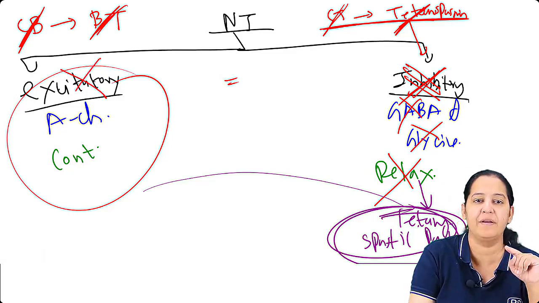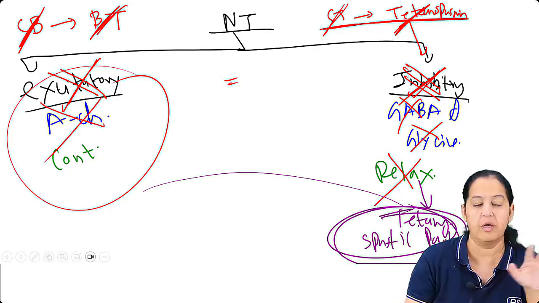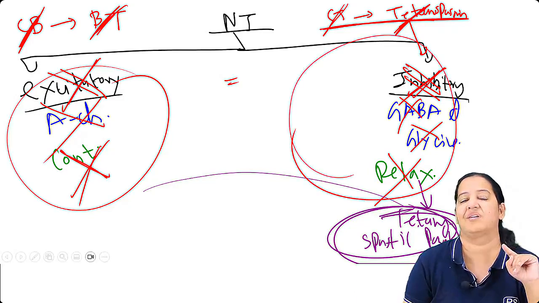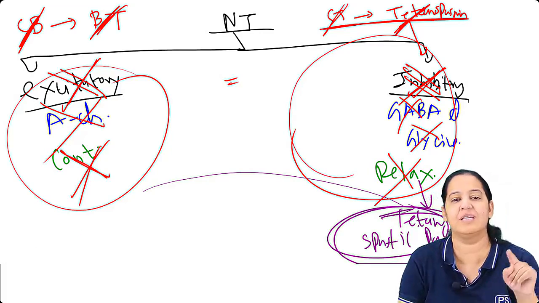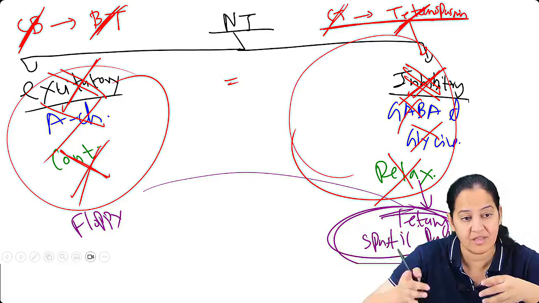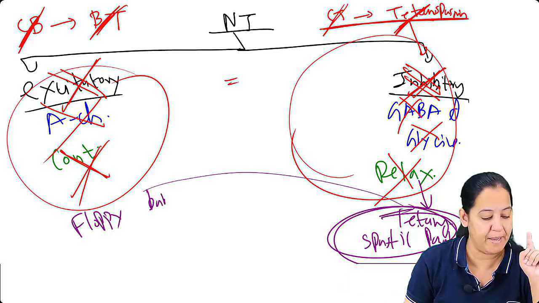Botulinum toxin inhibits the excitatory neuron. No excitatory neuron, no acetylcholine. No acetylcholine, no contraction. So there is unopposed relaxation. The name of the disease is floppy baby syndrome. The complete body goes in relaxation. There the complete body goes in spasm, here the complete body goes in relaxation. It is known as floppy baby syndrome.